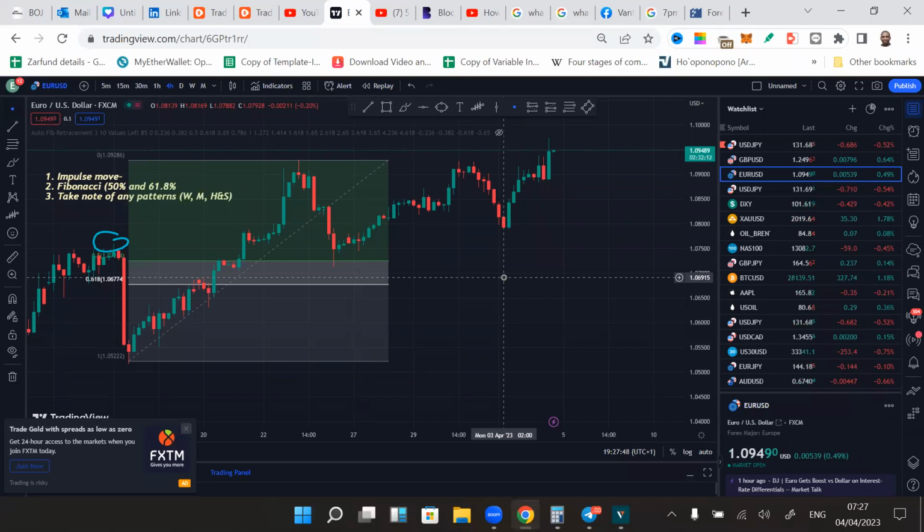You see now? So in this case, if you are to enter on the 50, your stop loss is going to be below the 61.8. Below the 61.8. Now, why do I say below the 61.8? Because you know already that price will either get to the 50 or the 61.8. So if you enter on the 50, that entry was a quick entry. It was an early entry.